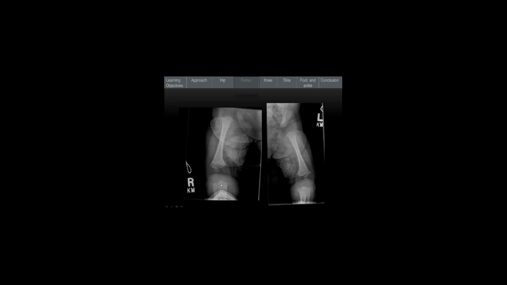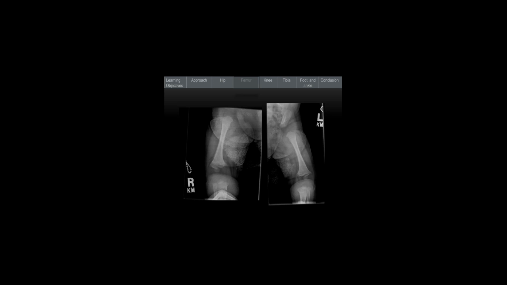If you pay very close attention, you can see that there's a thin stripe that's high density running along the femoral shaft on both sides. That is periosteal elevation. If you pay attention to the distal femur, you can see that there's a little bit of irregularity right here. There's also a similar finding of the metaphysis on the other side. These are classic findings for non-accidental trauma or child abuse.